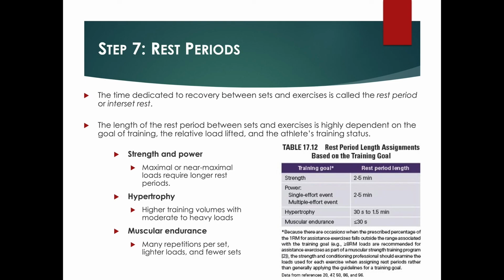Hypertrophy, doing 30 seconds to 1.5 minutes, and endurance, less than 30 seconds. So that's another way to reduce overtraining, giving ample rest time between each set to allow the greatest amount of stimulus to be incurred during each subsequent set.